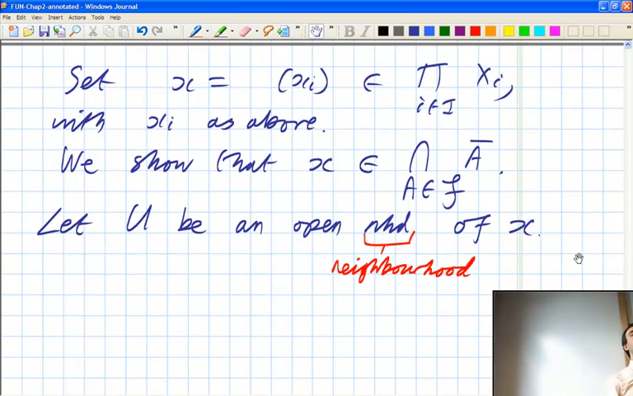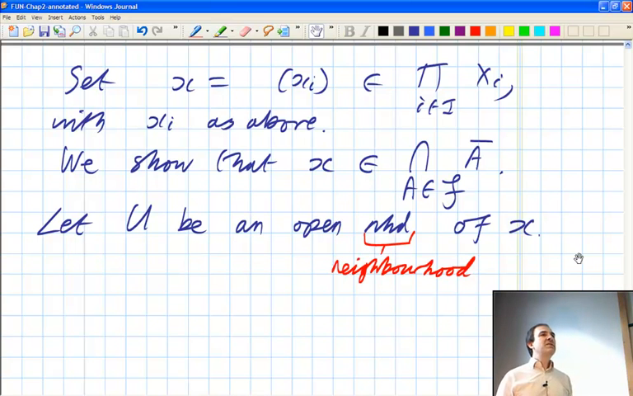What have I got to prove? If I want to show that x is in the intersection of all these closures, what do I have to prove about U? That's right, it must meet all of them. So for x to be in the intersection of the closures, U must actually meet all of the sets A.